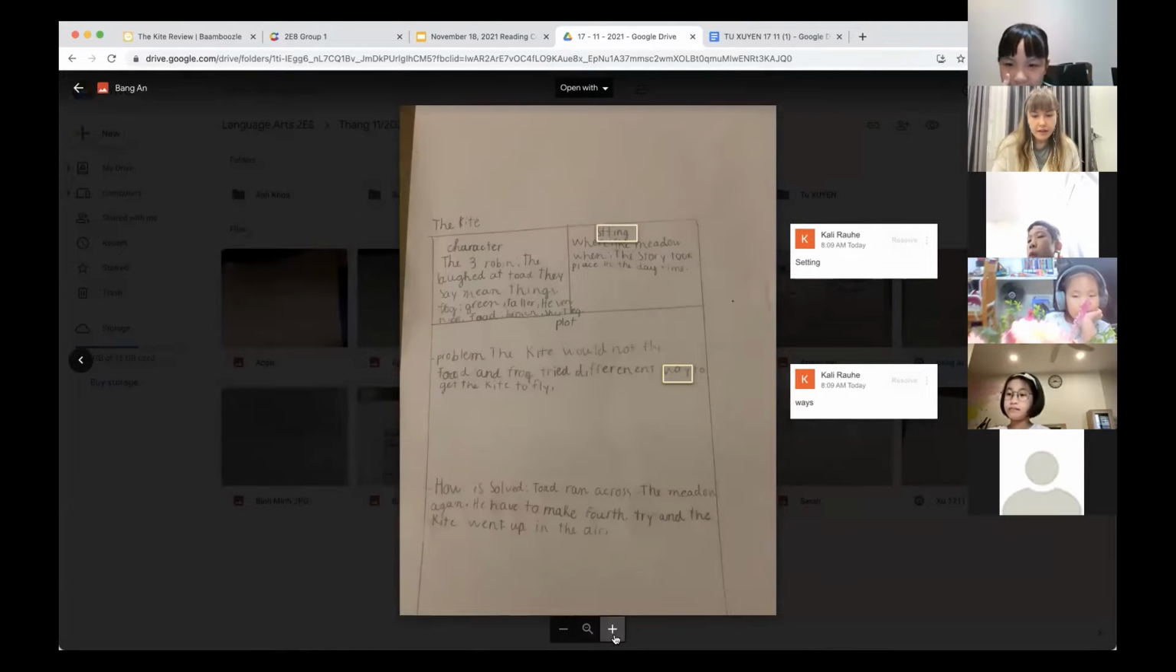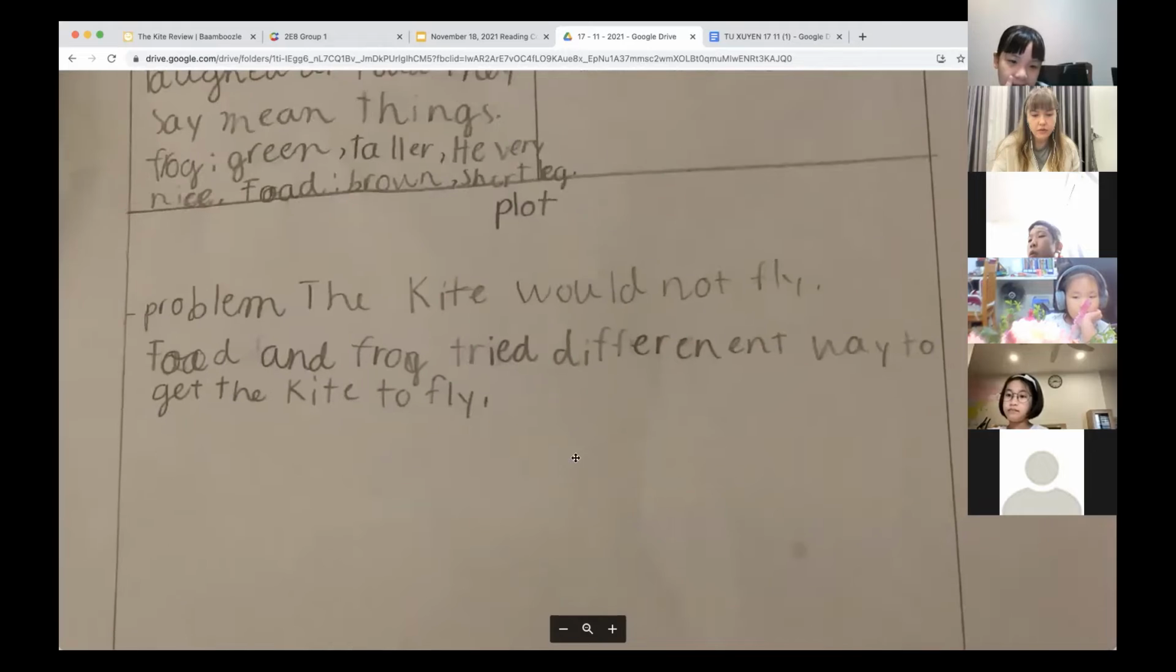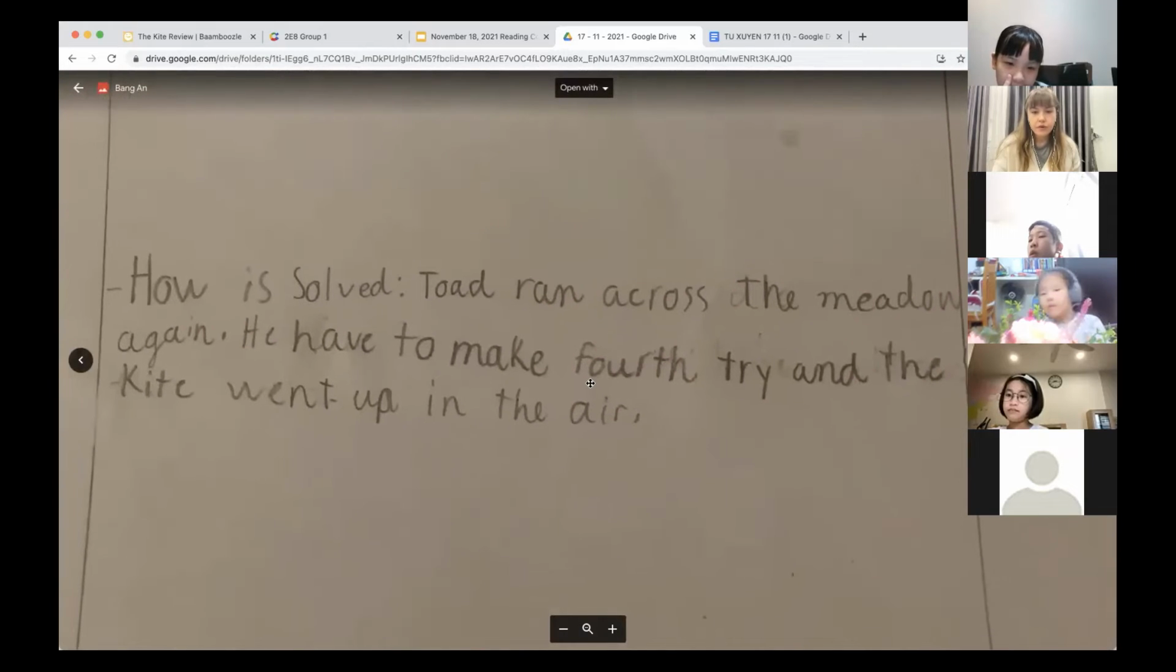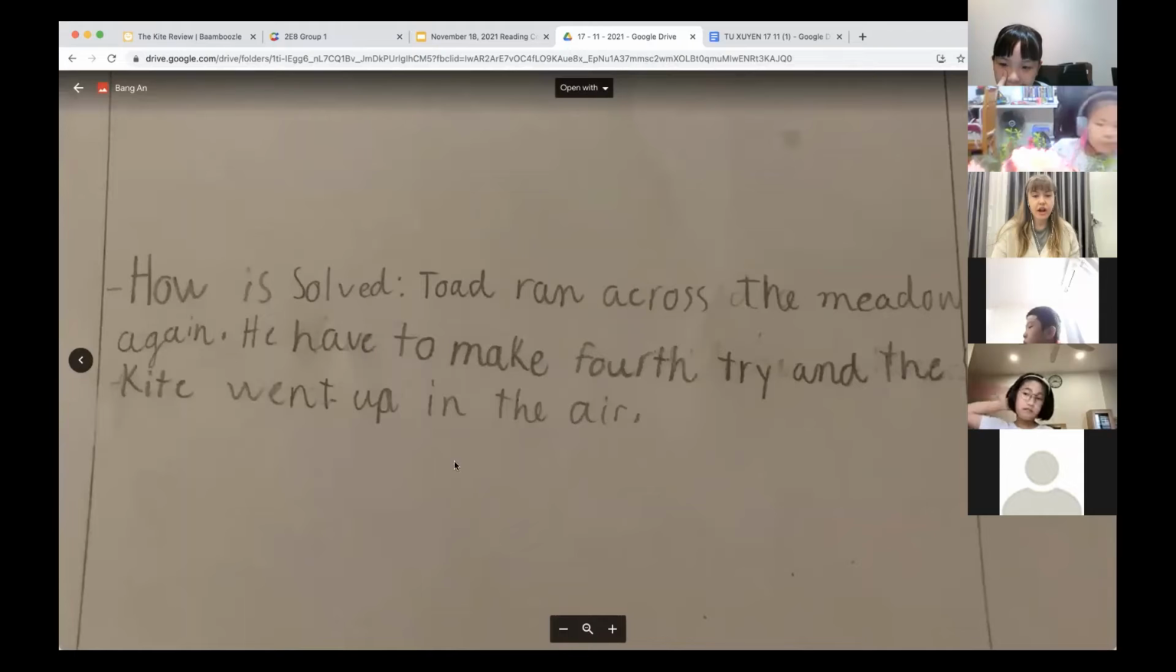All right, and then let's read how it was solved. Toad ran across the meadow again. He had to make 4th try and the kite went up in the air. So is there anything that we can adjust here? Anyone in the class? Can we put our detective hats on and can we see anything that we need to change to make this sentence a little bit better?